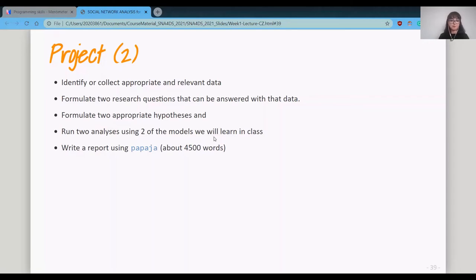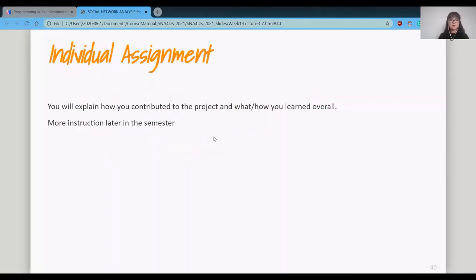Okay, no questions, I'll move on. So the individual assignment, as I said, you will explain how you contributed to the project and what you learned overall, but we will go into details about that later, and don't worry about it.